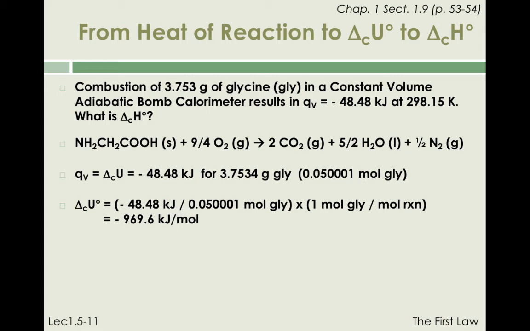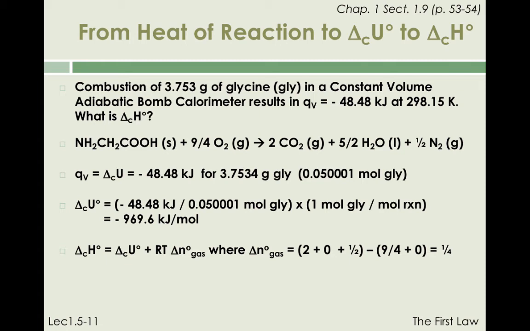Since there's 1 mole of glycine per mole of reaction equation, we conclude that delta C U standard is equal to delta C U divided by 0.050001 mole. So we get delta C U standard equals minus 969.6 kilojoules per mole. To obtain delta C H standard, we write delta C H standard equals delta C U standard plus RT times the change in the number of moles of gas in the reaction equation.